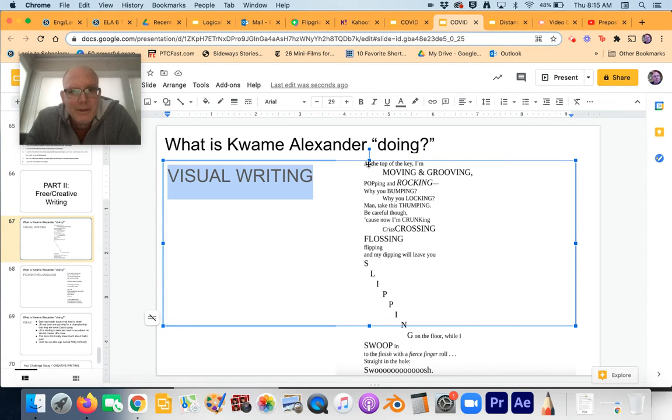Look at this. "At the top of the key, I'm moving and grooving." He's playing there because he's doing the all caps. And we know that when something's all caps, it changes how it sounds. It's supposed to say it more firmly. Here, "popping and rocking." Notice pop is in all caps, but ping is not. And "rocking's" even in italics. So he's playing around with the font style. That's pretty intense.